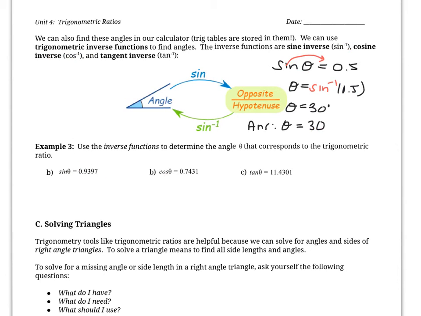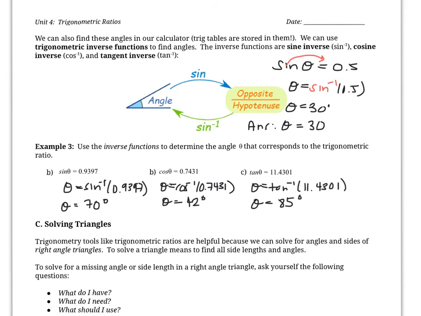So try these 3 examples here, where we're given the answer, we're given the ratio. Can you find the angle? So let's take these up. All of these are giving us the ratio. What was the original angle? So remember, if we want to get rid of sine, all we have to do is the opposite on the other side to undo it.